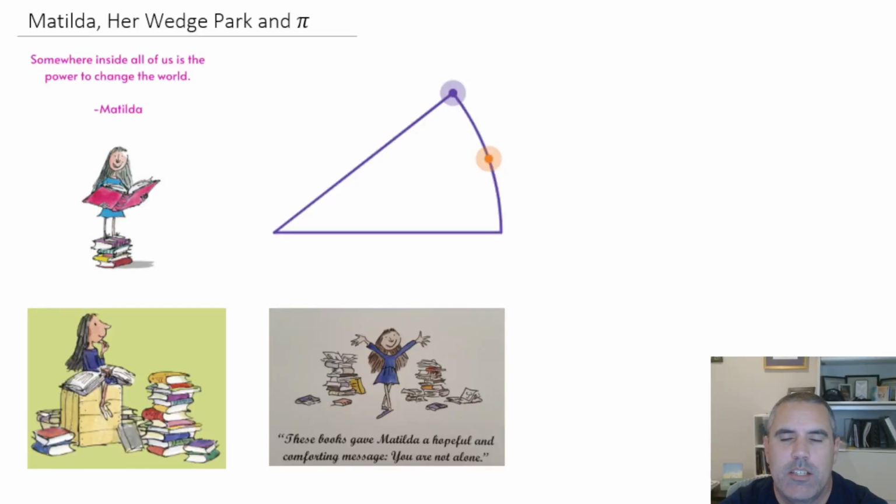Hello, math fans. I have a student asking me a question about this problem in our homework that has to do with Matilda and her Wedge park. In talking about this, it gets me to explain what pi is. It's kind of an interesting question. And I thought, if Matilda's in there, I better mention this Matilda.